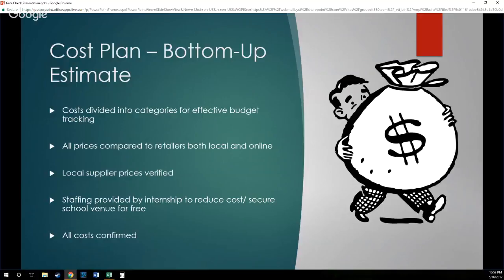condition for the venue. The venue has agreed that while we are allowing interns who are students of the school to work at the event to gain valuable experience, they will provide the venue for free, barring that there might not be any damage or any other problems at the event. All costs have been confirmed.